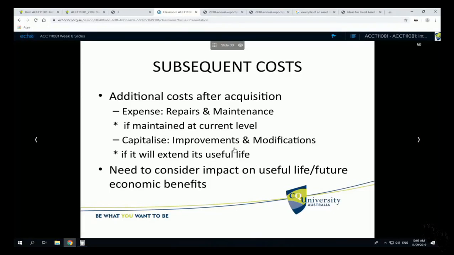If it will extend its useful life, say we give it a new engine, it's going to make it last for an extra 10 years, then we will capitalise it to its cost on the balance sheet. So again, we need to consider the impact on the useful life and the future economic benefits, but in practice it can be quite grey. And as an auditor, you can only access what you're told and what records they give you. So, it can be quite grey.